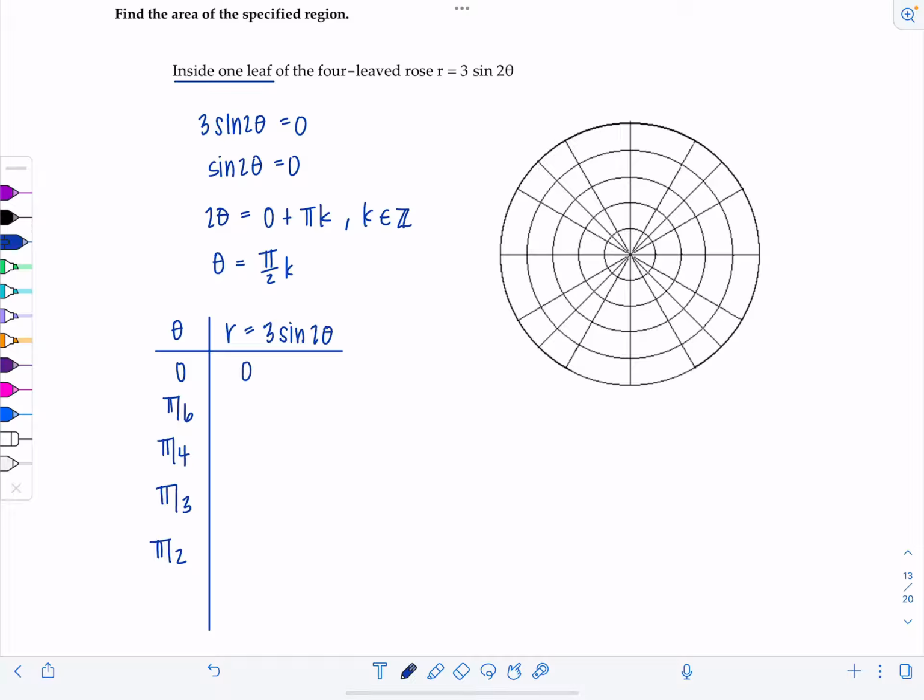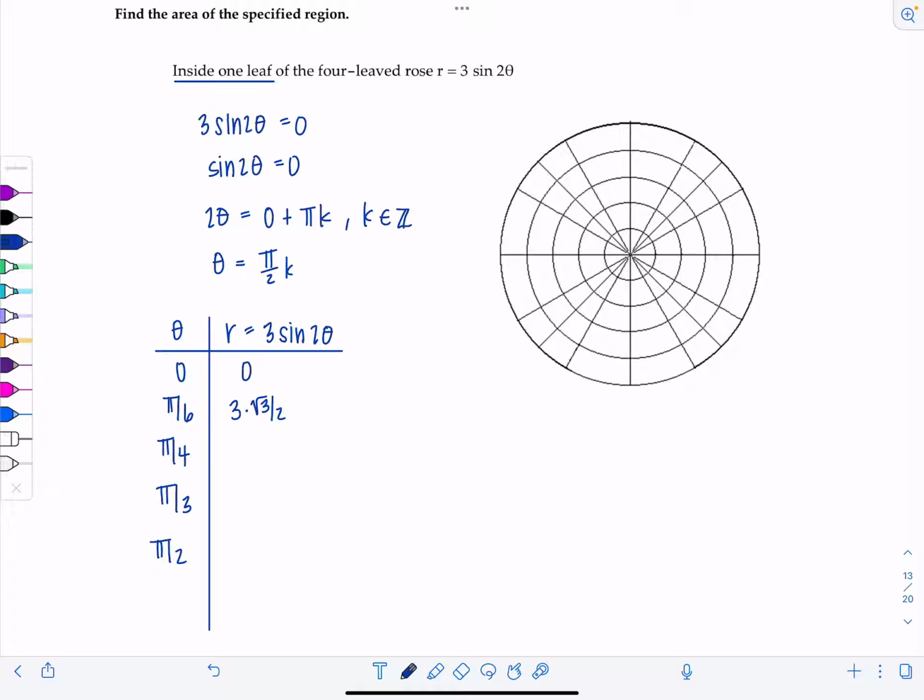So at 0, it's 0. If I plug in pi over 6 for theta, it's 2 times pi over 6, so that's pi over 3. Sine of pi over 3 is rad 3 over 2, so this is 3 times rad 3 over 2. Rad 3 is about 1.7, half of it is going to be about 0.85, and then times 3, think of it as 1.7 plus another 0.85.